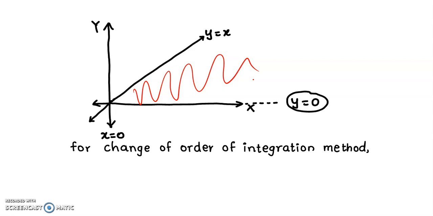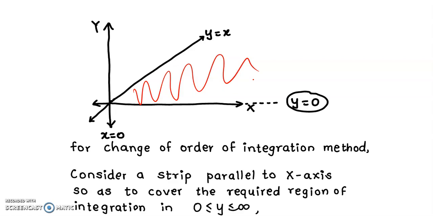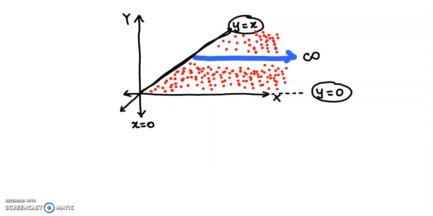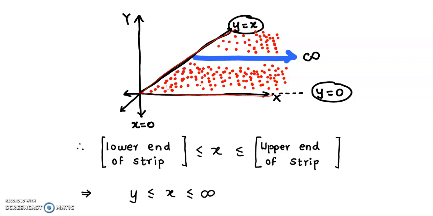So for changing the order of integration, we consider a strip parallel to the x-axis. Since variable y contains x in its range, we change the approach and consider a strip parallel to the x-axis so as to cover the required region of integration where y varies from 0 to infinity. So we consider this diagram. This is our line y equal to x, this is the line y equal to 0, and this is our required region of integration.